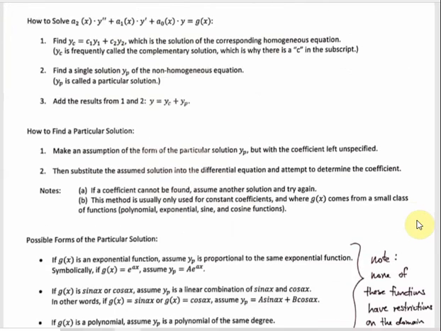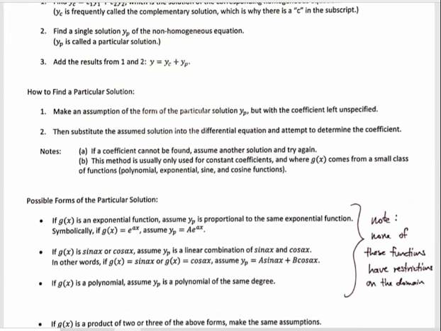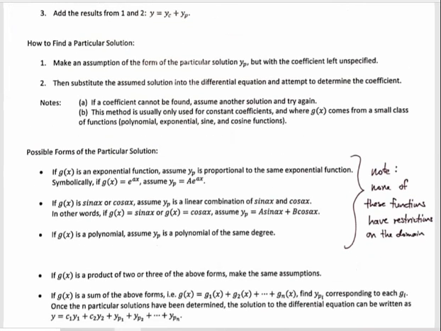So how do you get y sub p? Well, you have to make an assumption of what its form would look like, and that's based off of what's on the right side of the equation. So what you end up doing, it's down here, where if it's an exponential function, then you would assume that your particular solution is proportional to the same exponential function. So like if it's e to the 5x, then you'd say, okay, well, it's some constant times e to the 5x. So like how there's a big A right here, that big A is supposed to be a constant, or a coefficient, that you're going to have to solve for.